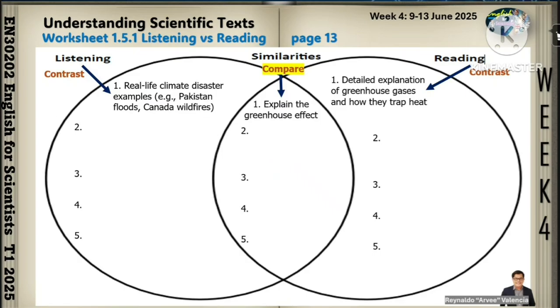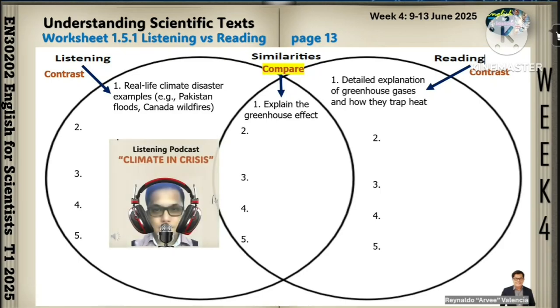As you can see in the photo, under listening, the number one given answer is real-life climate disasters. Examples: Pakistan floods or Canada wildfires. On the reading part, number one answer is a detailed explanation of greenhouse gases and how they trap heat. After that, look at the similarities part, in between listening and reading. Number one answer is explain the greenhouse effect.